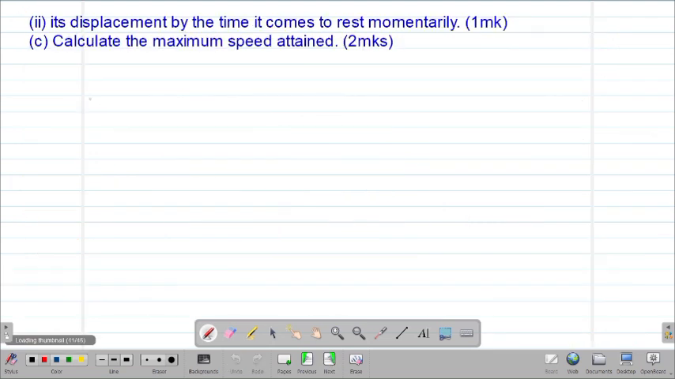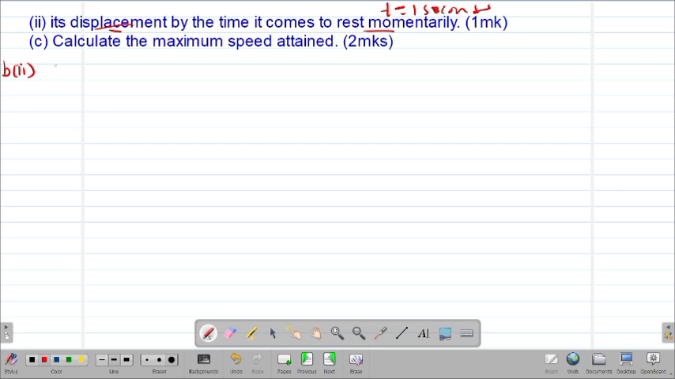Then we move to B Roman 2, whereby you are being told to find its displacement by the time it comes to rest, that is momentarily at rest. Remember, at rest, we've seen that the time t will be equal to 1 second. Therefore, we simply get the displacement when the time is 1 second. So this is B Roman 2.